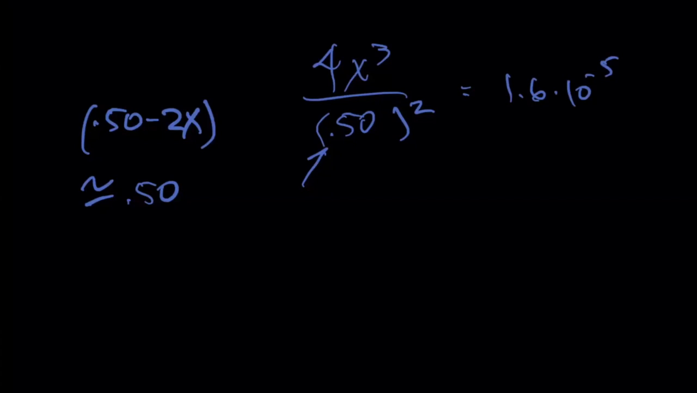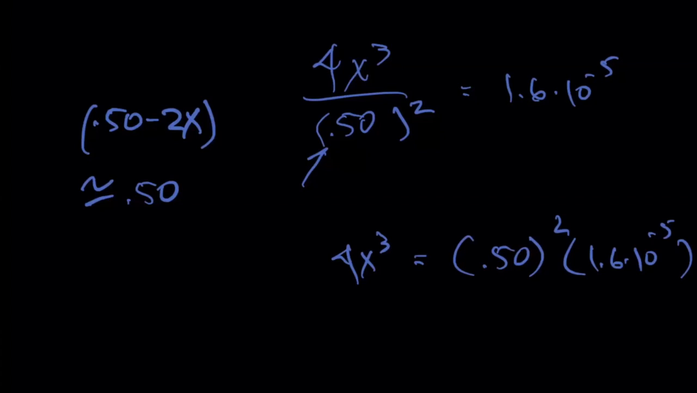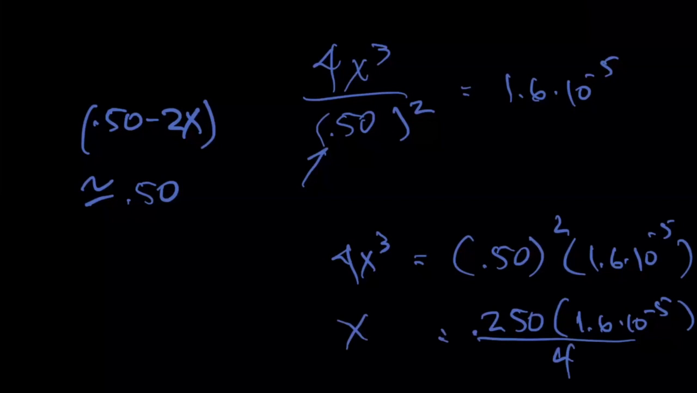What you need to do is take 0.5, square that, multiply it by 1.6 times 10 to the minus 5, and that's just 4x cubed. This whole quantity, 0.5 squared, is going to be equal to 0.25 times 1.6 times 10 to the minus 5 divided by 4. That's x cubed. And you can take the cube root of both sides and you can get your answer x.